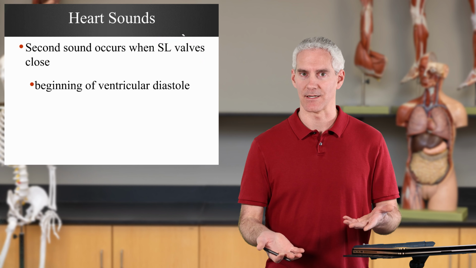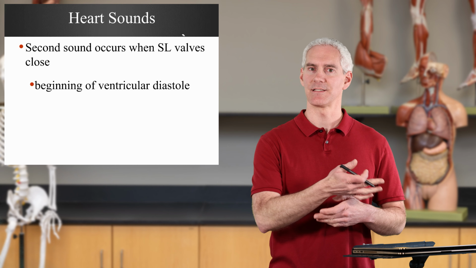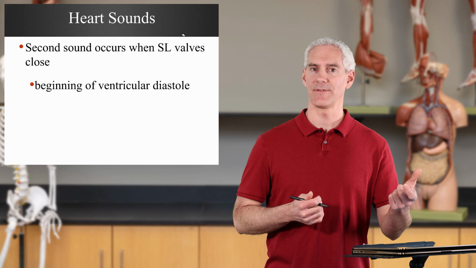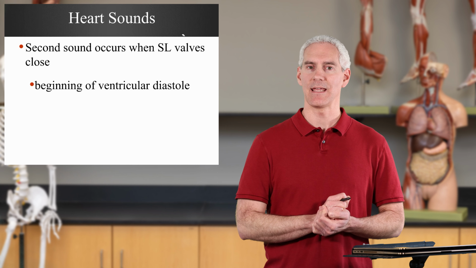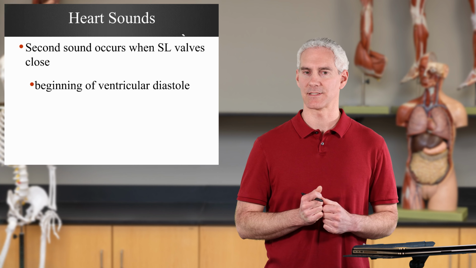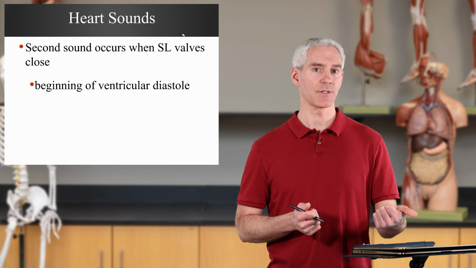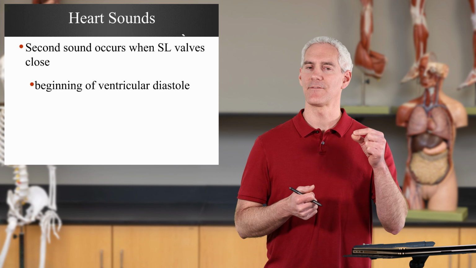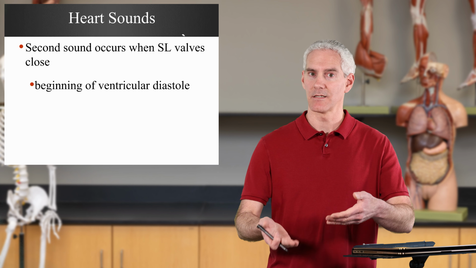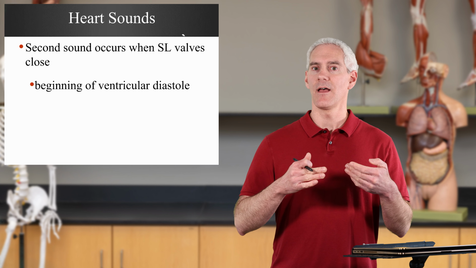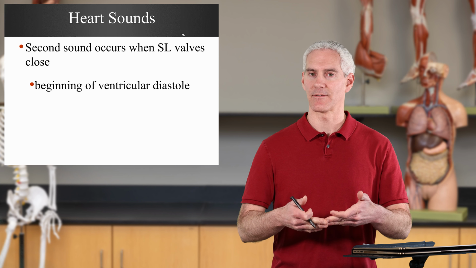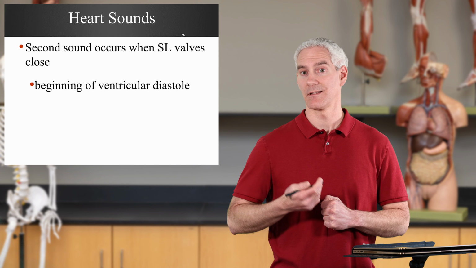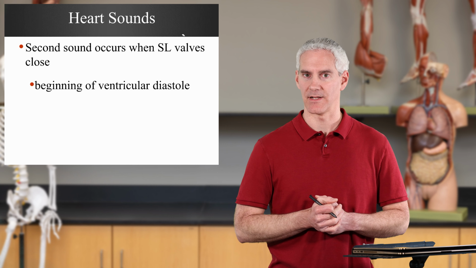That's the dub sound, the lub-dub. That dub is the second one. So both sets of valves, the semilunar valves and the AV valves, are based on the heart sound. AV valves close first, semilunar valves close second. But it's all based on ventricular systole closing the AV valves, and then the end of that, where you start ventricular diastole, closes the semilunar valves, the aortic and pulmonary valves.